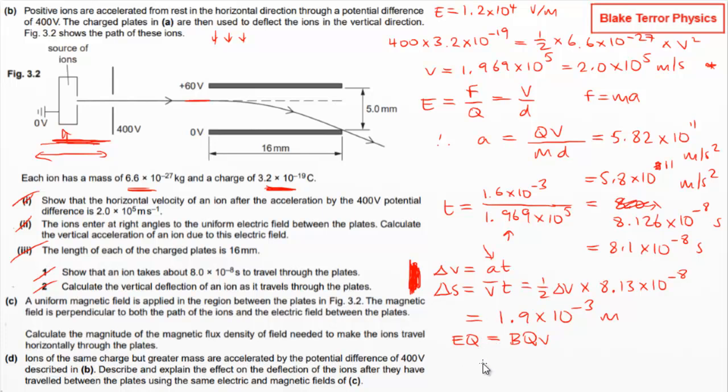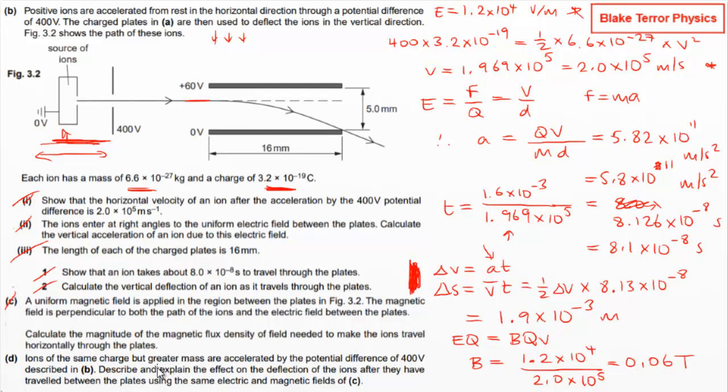So we can cancel the Qs. We can say then that we need B to be equal to our electric field strength. All right, so we did eventually use this: 1.2 times 10 to the 4 divided by the horizontal velocity. Where was that? 2.0 times 10 to the 5. So that is 0.06 magnetic field, so Tesla.